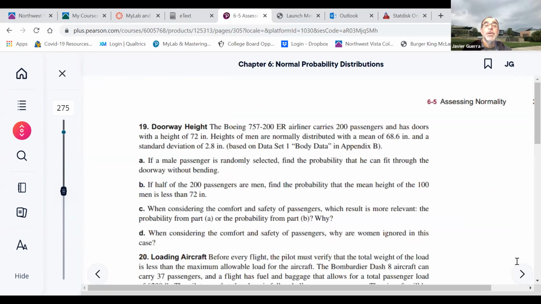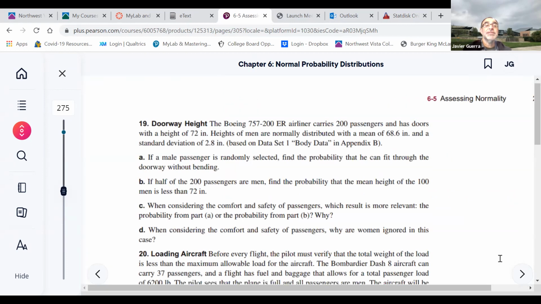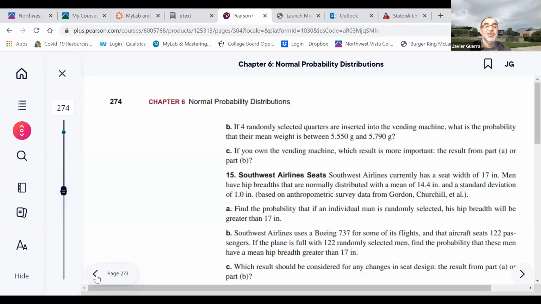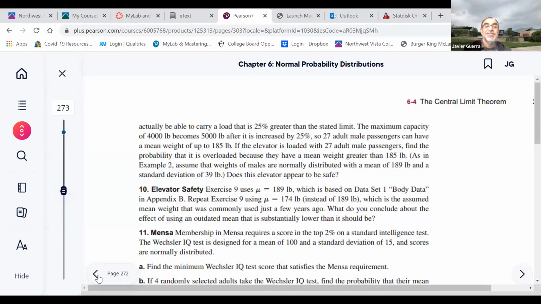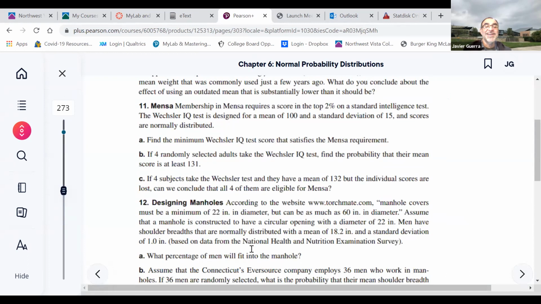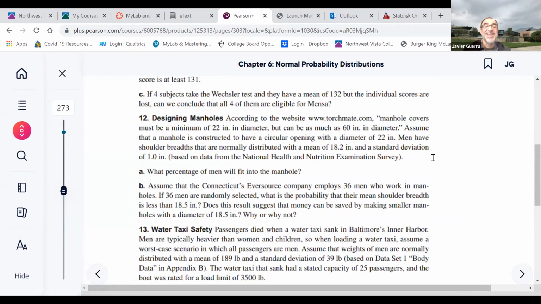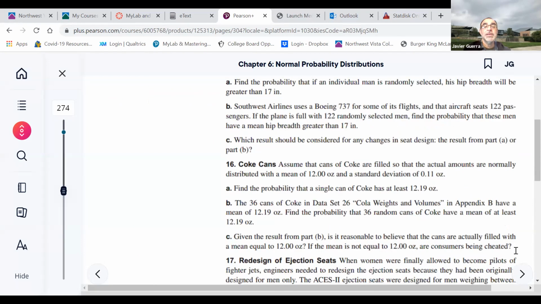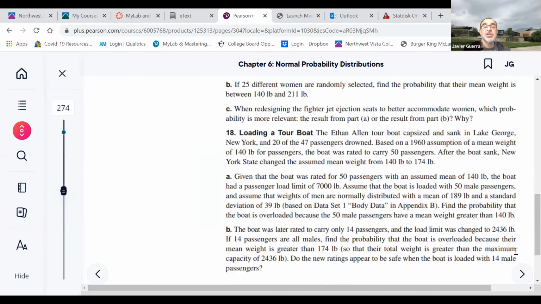Or doorway heights. Which one would you like? We're trying to do an odd one. Which one interests y'all? Which one caught your eye? The elevator, the Mensa, water taxi safety, like we really need water taxi safety in San Antonio. Southwest Airlines or redesign of ejection seats. Which one interests you all?